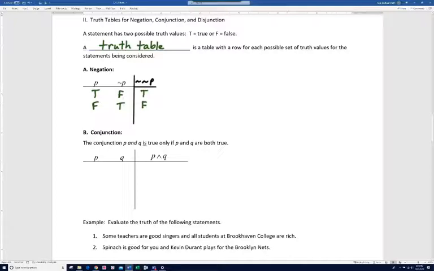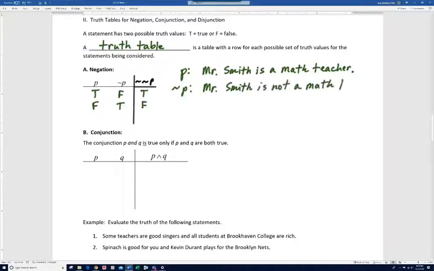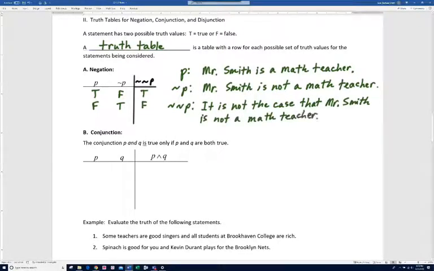All right, so let me give you an example here with a sentence or statement. So statement P is Mr. Smith is a math teacher. That would be me. Not P, Mr. Smith is not a math teacher. Not not P, it is not the case that Mr. Smith is not a math teacher. Now that's a double negative, but it is equivalent to the original statement P. All right, let's move on to conjunction.